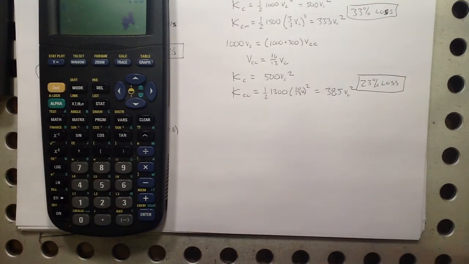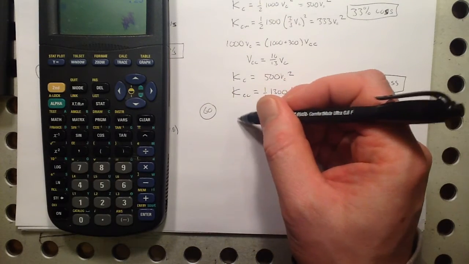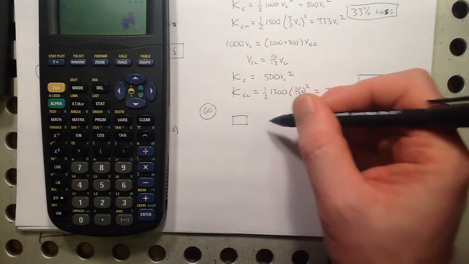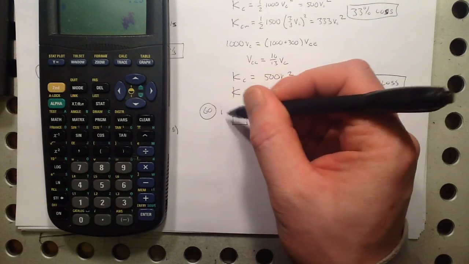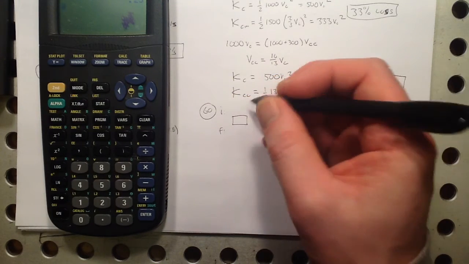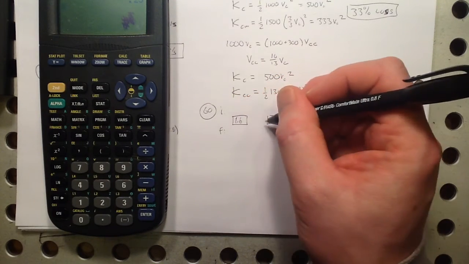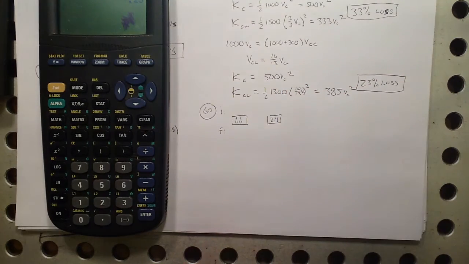Number 60. So we have a block sliding into another block. I'll put the initial values of things up here and the final values here. So block of mass A, 1.6 kilograms, slides into another block that has a mass of 2.4 kilograms. And the directions of the velocities before and after are indicated.